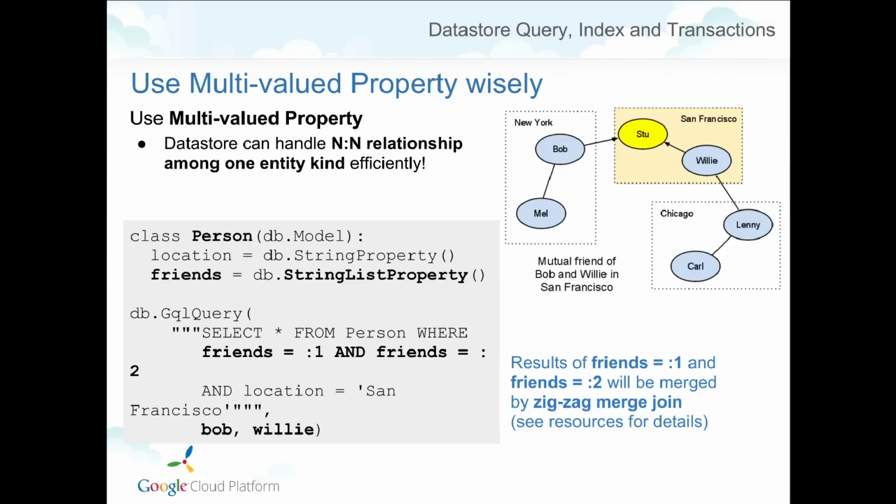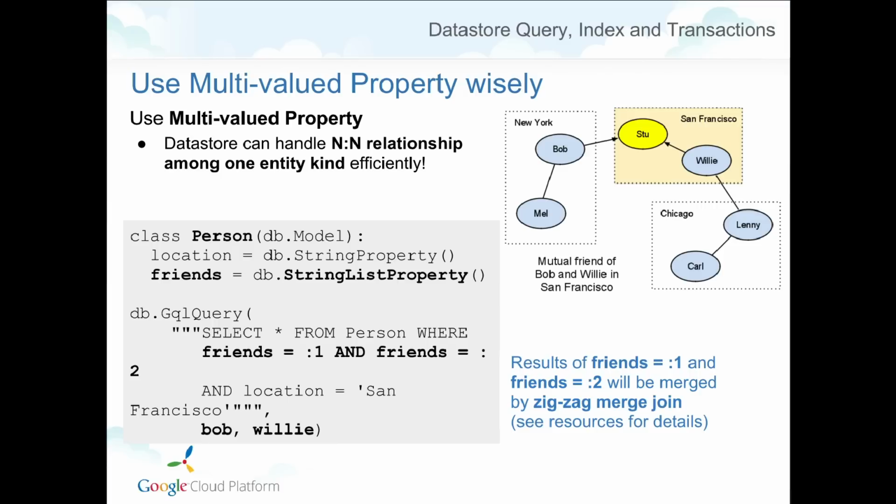In this example, each entity called person has friends, and they have a many-to-many relationship between persons. In a traditional relational database, you'd have a join table called friends table, which represents every relationship between the single person. In Datastore, you don't have to have another join table to do that. You can just have a multi-valued property like this.